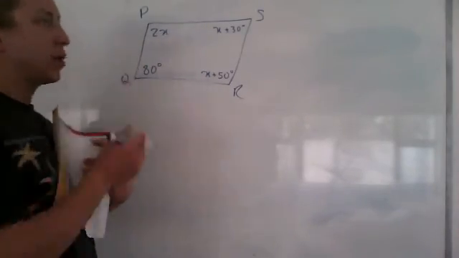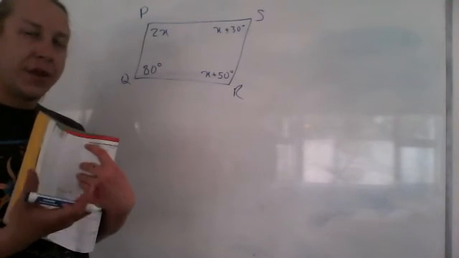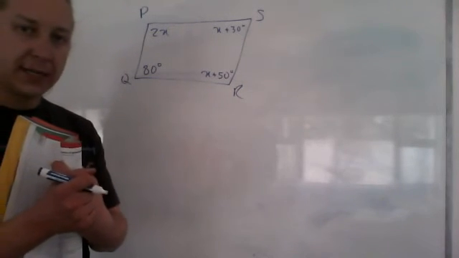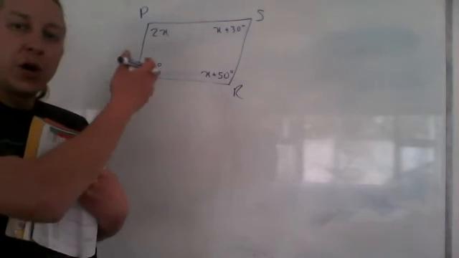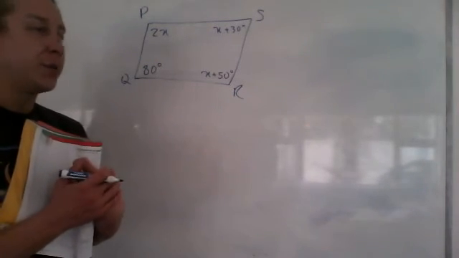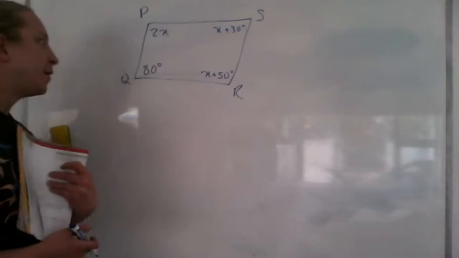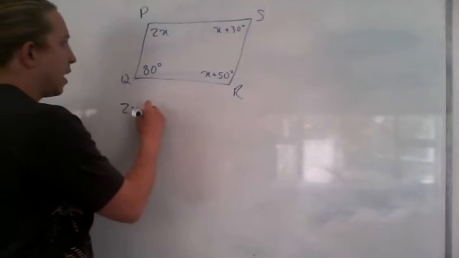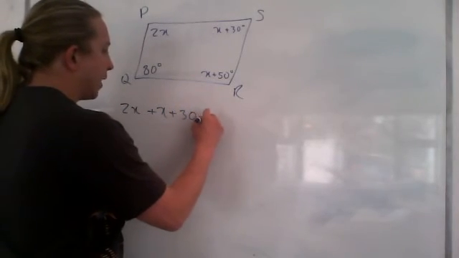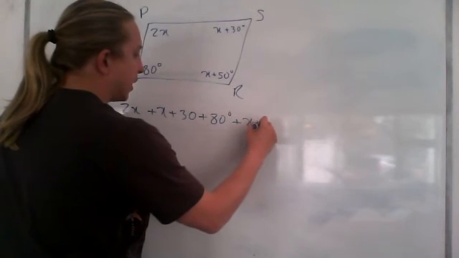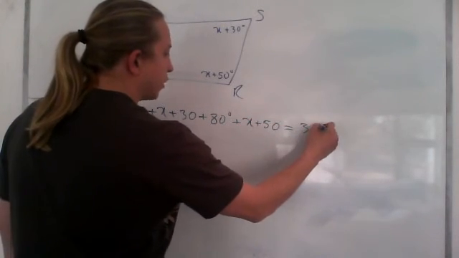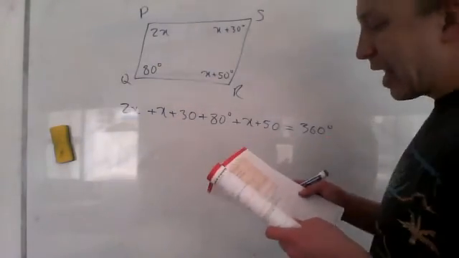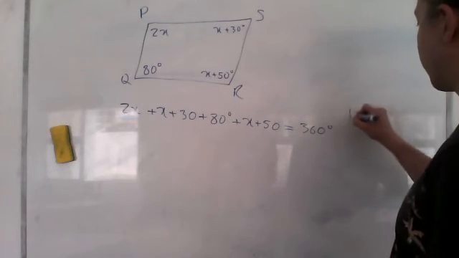Okay, well, the only thing we can do here is use the theorem that says that the interior angles of a quadrilateral add up to 360 degrees, because that's all the info that we have. We don't have any parallel lines, we don't have any triangles, we don't have anything else to go on. Right, so let's do that. So what we're going to say is that 2x plus x plus 30 plus 80 plus x plus 50 equals 360 degrees. Okay, why are we saying that? Well, the reason is angle sum of a quadrilateral equals 360 degrees.